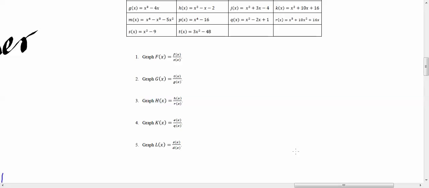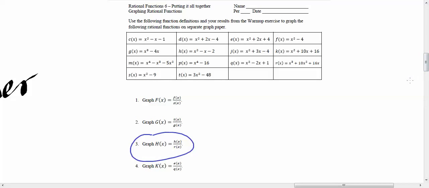Oh, okay. Let's graph this. Let's do this one. Let's put all this information together. Let's try to graph this as best as we can. H of x over r of x. H of x is x squared minus x minus 2 over x cubed plus 10x squared plus 16x, because that's what h of x is, and that's what r of x is.